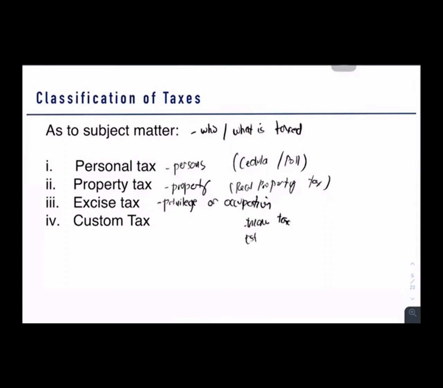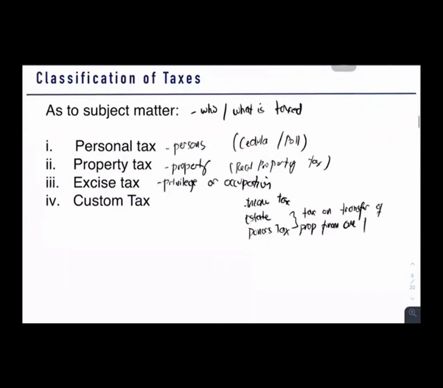Another is your estate and your donor's tax. So what is an estate and donor's tax? This is a tax on the privilege to transfer property from one person to another. Okay? From one person to another. Sir, are they the same, estate and donor's tax, since they are both tax on transfer? No, they are different because the privilege that is taxed, although the same, the burdens or incidents happen differently between estate and donor's tax.